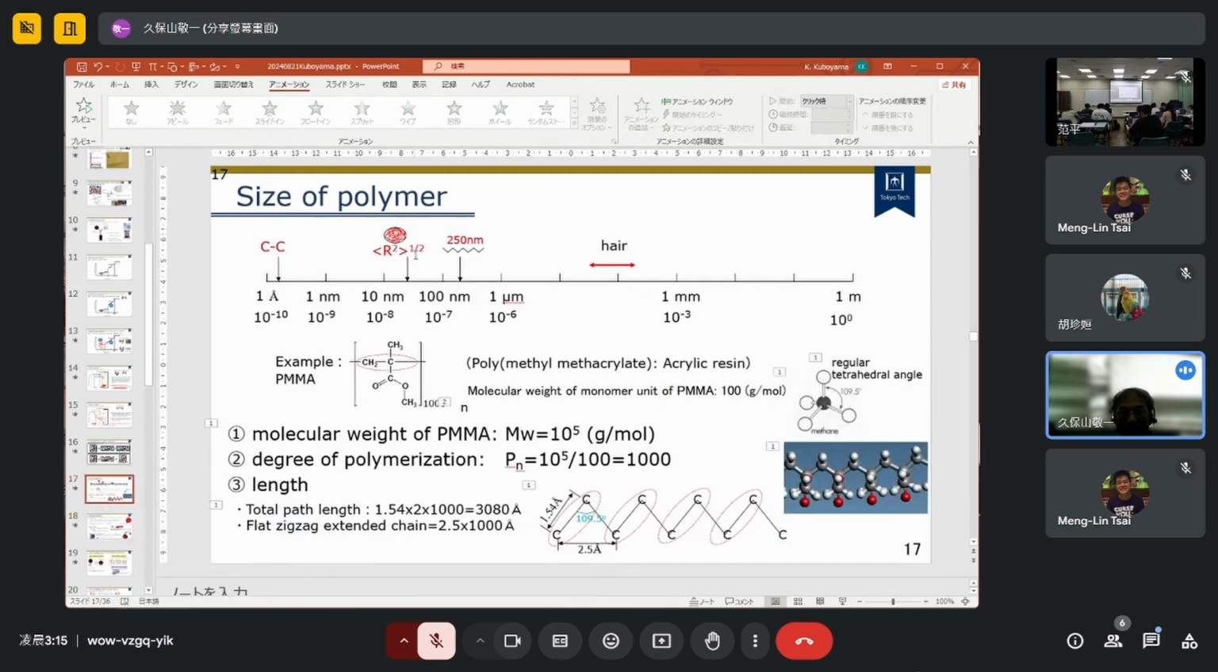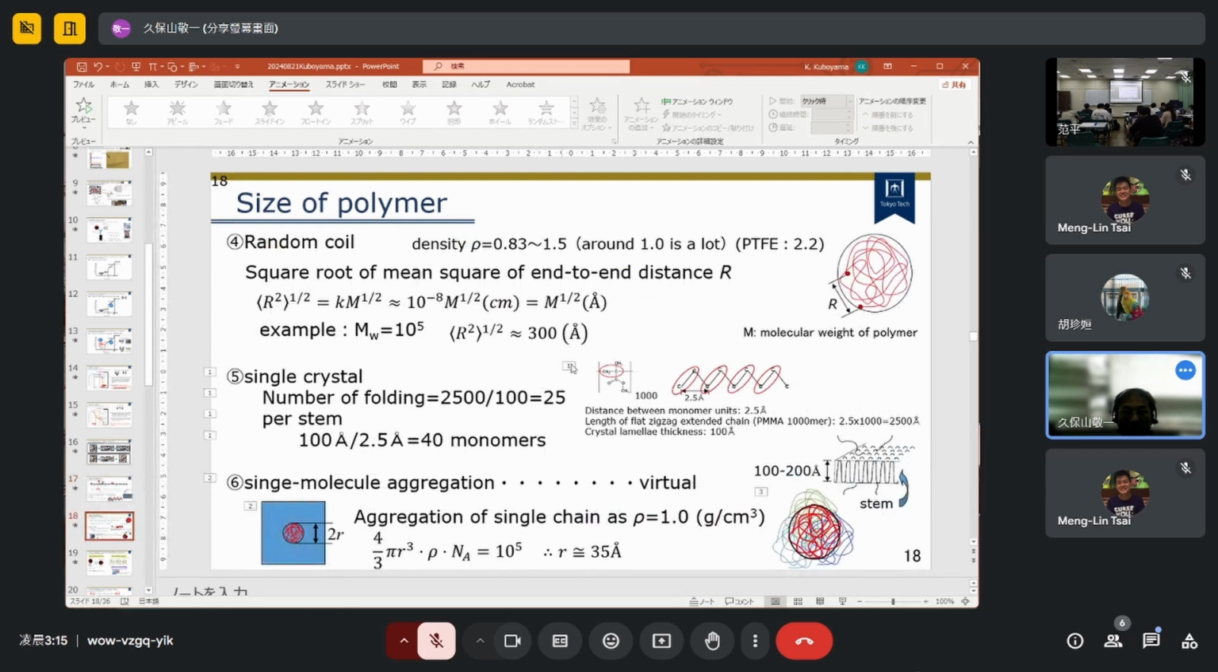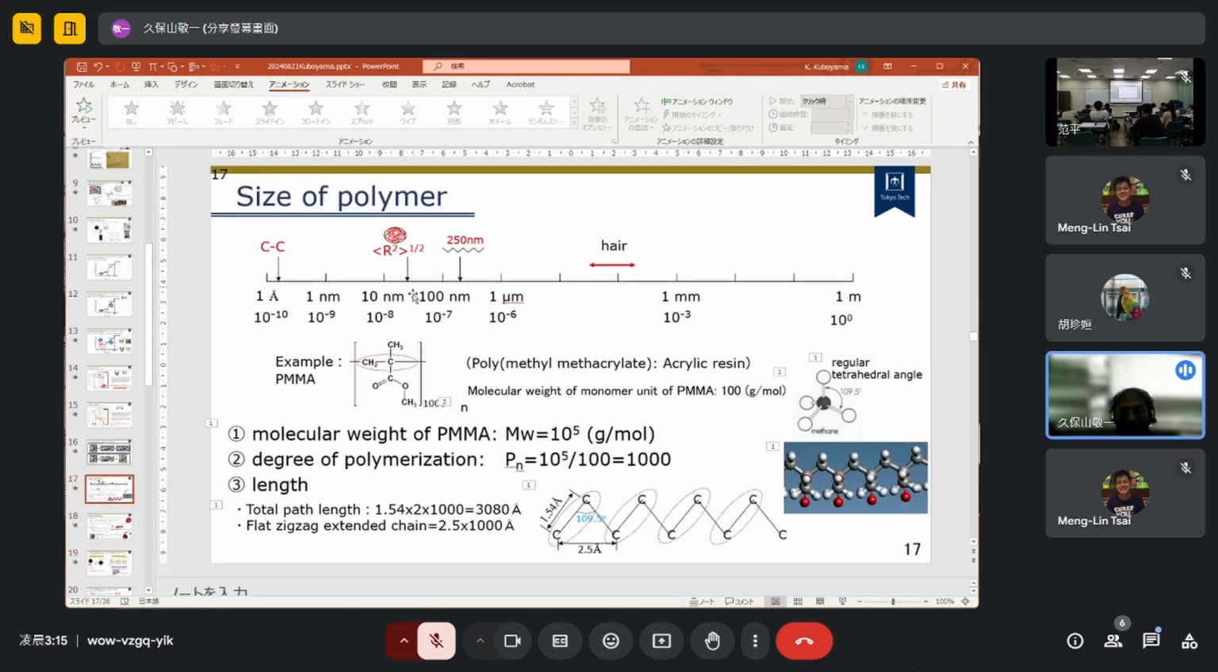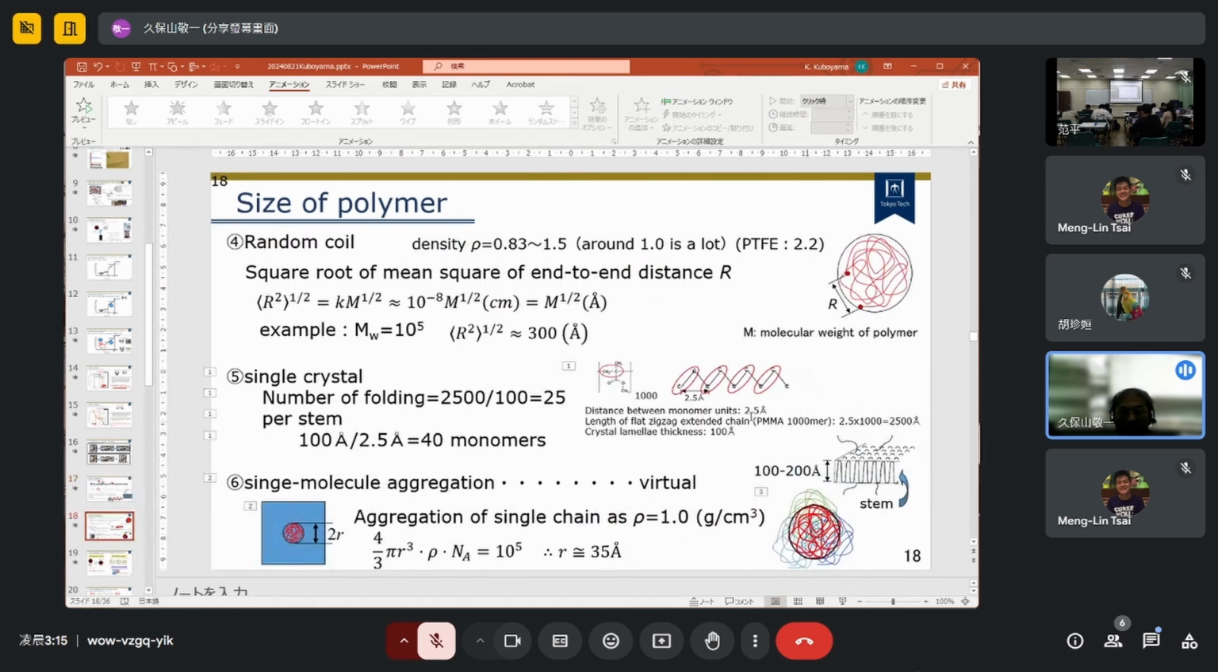That is around here. And okay, so please remember that the size of the random coil is around several tens of nanometers.